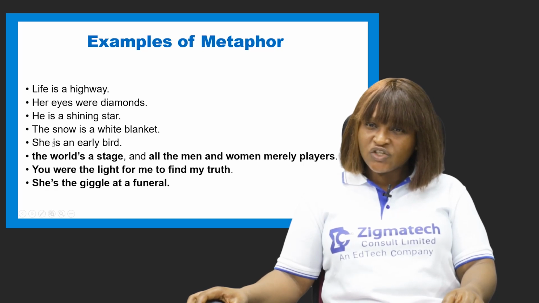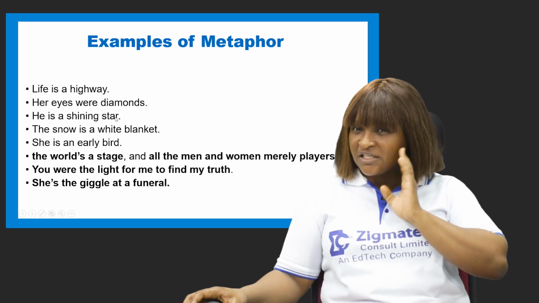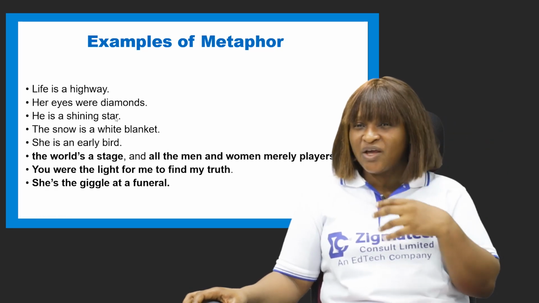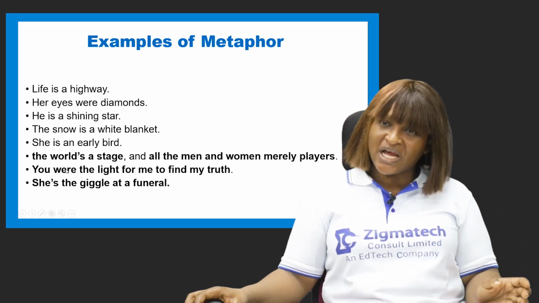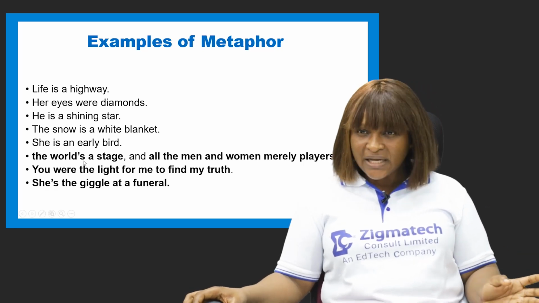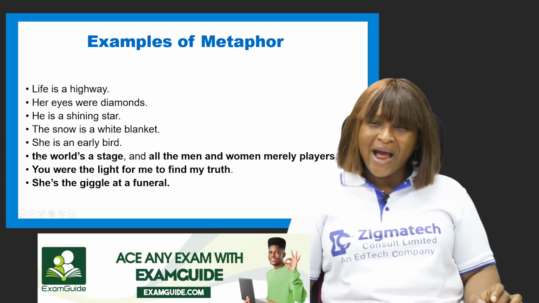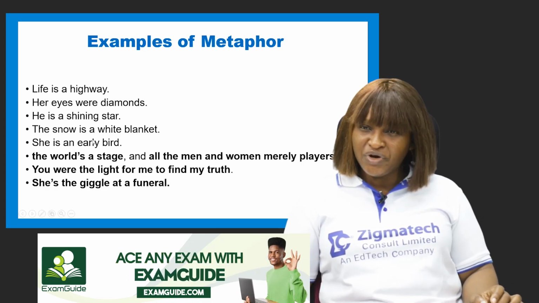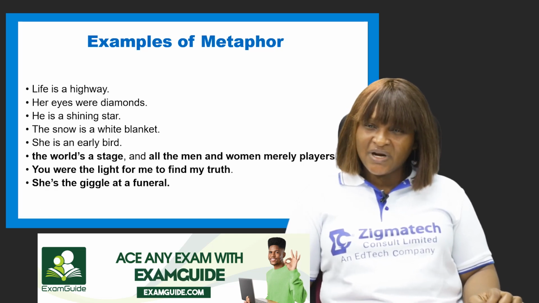The snow is a white blanket. It's not telling us that snow is like a white blanket. Rather, it's telling us that snow is a white blanket, because snow is white and the white blanket is also white. She is an early bird. They don't say she's like an early bird. Rather, she's an early bird.